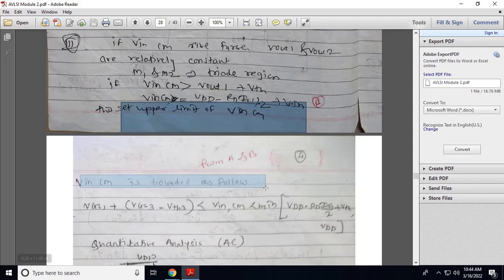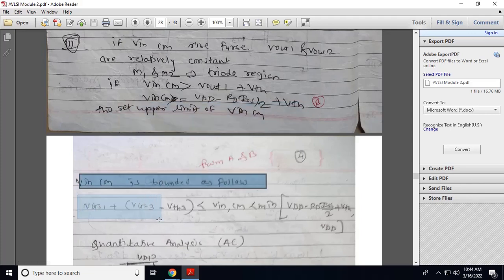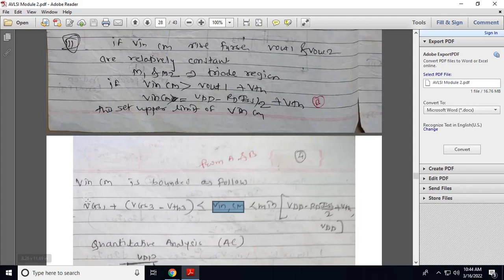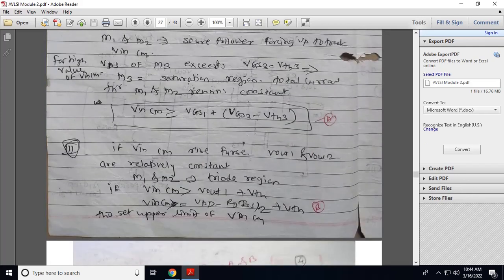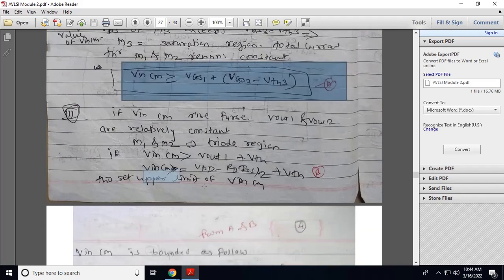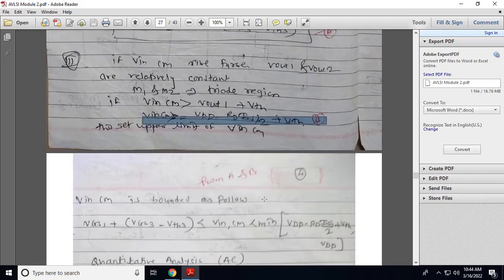So Vin,CM is bounded as follows. Vin,CM is greater than VGS1 plus VGS3 minus VTH3, and less than the minimum value of this equation B. So equation A and equation B will decide the common mode range for the input. So Vin,CM is greater than VGS1 plus VGS3 minus VTH3, and less than the minimum value of VDD minus RD ISS by 2 plus VTH, or VDD.